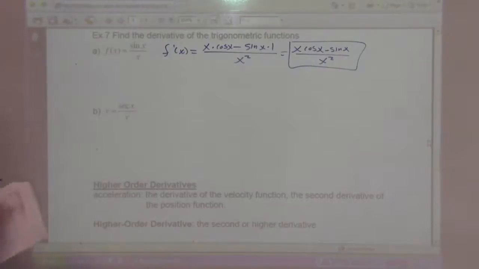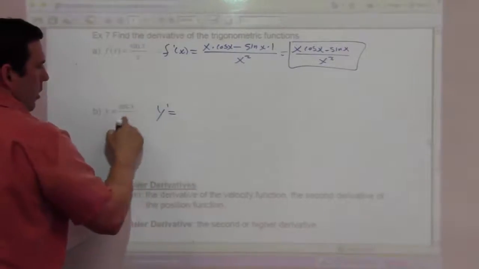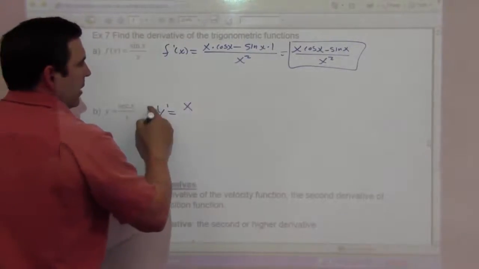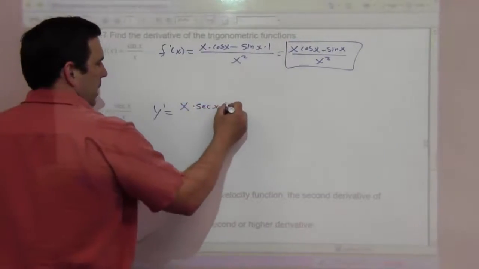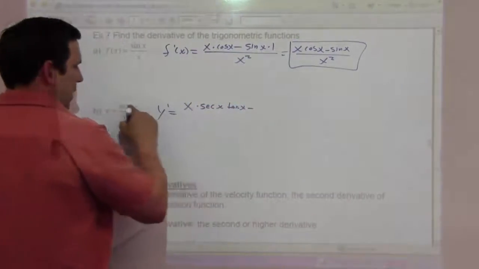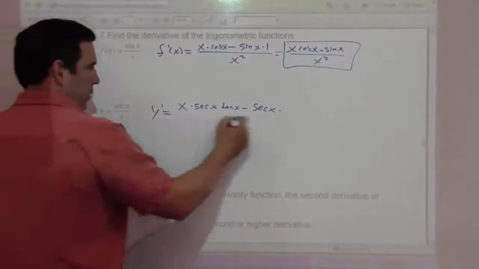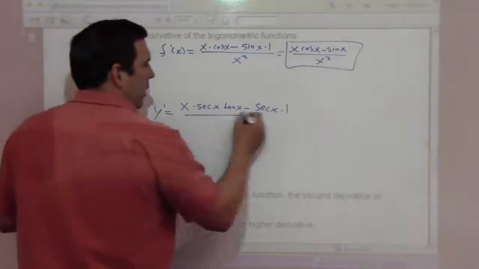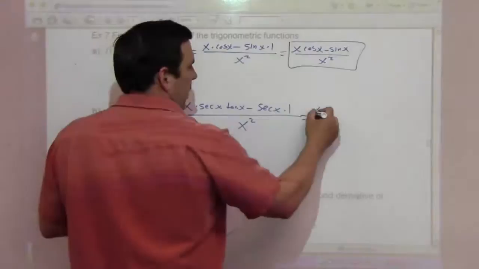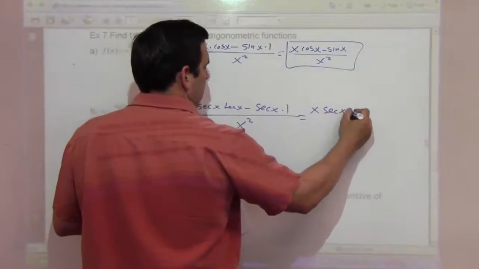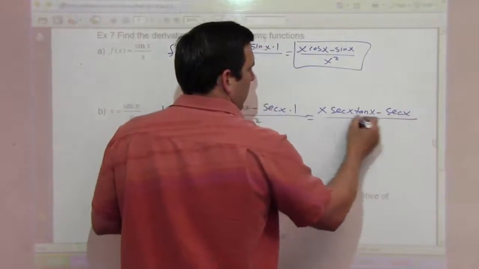And the same thing for the next one. y prime, it's going to be low, which is x, d high. Derivative of secant is going to be secant x tangent x minus the high, which is secant x, times d low, which is 1. Derivative of x is 1, all over the square of what's below. That's going to be x secant x tangent x minus secant x, all over x squared.